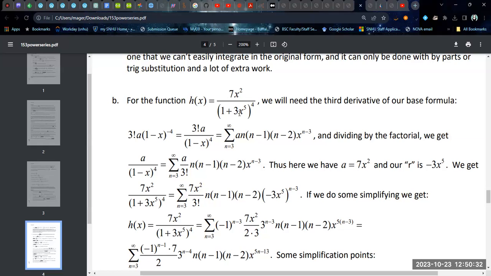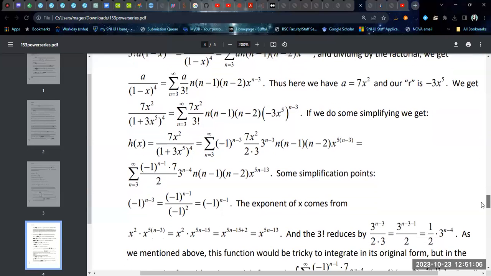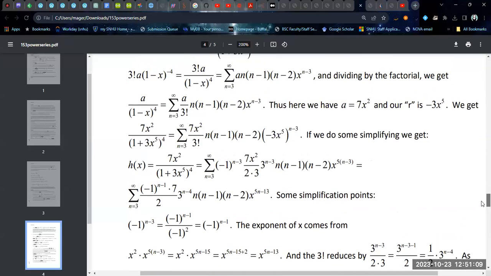Our r in our denominator is going to be negative 3x to the 5th. And a, if we move the 3 factorial over to the other side of the equation, then a is just our 7x squared. If we don't move it over, we would set our 6a equal to this, and then we would get that 6 on the other side because a would be 7/6 x squared. But we're going to get the same thing here. Now, the one thing that we're then going to have to do is apply our shift.